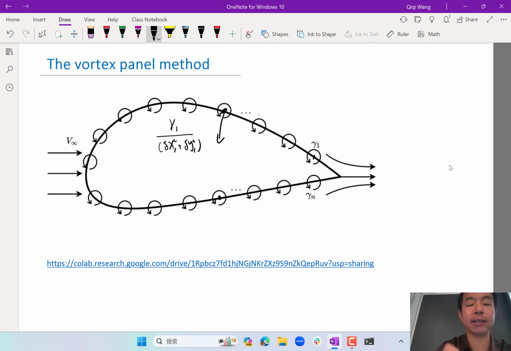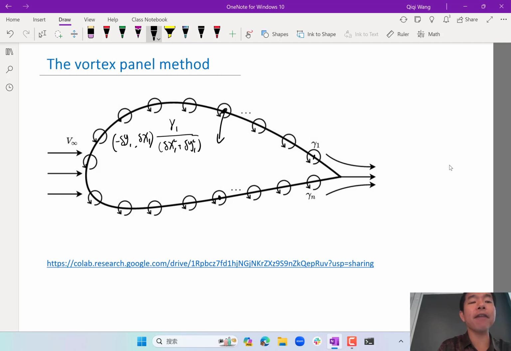Because we are looking at the distance between this point and the first vortex, this is the multiplier, and the velocity is a vector field. The x velocity is proportional to minus delta y, and the y velocity is proportional to delta x. So this is the flow field induced by gamma 1.